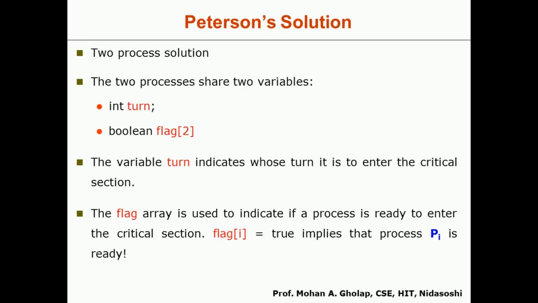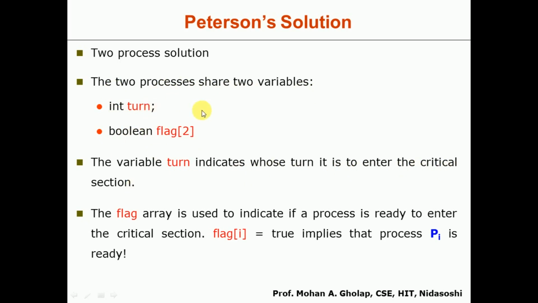So we'll discuss the first solution, that is Peterson's solution. This is a software solution for the critical section problem. It is also popularly called the two-process solution because we have two processes here. Peterson's solution uses two variables. We expect that the two processes share these two variables, turn and flag: int turn and boolean flag[2]. Turn indicates whose turn it is to enter the critical section.